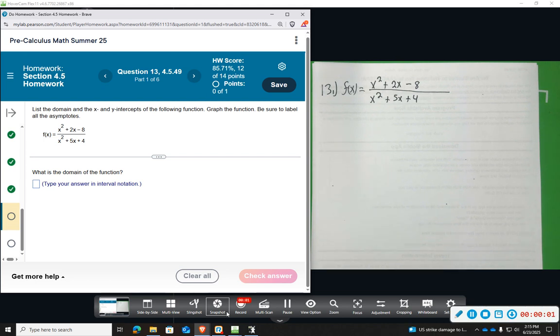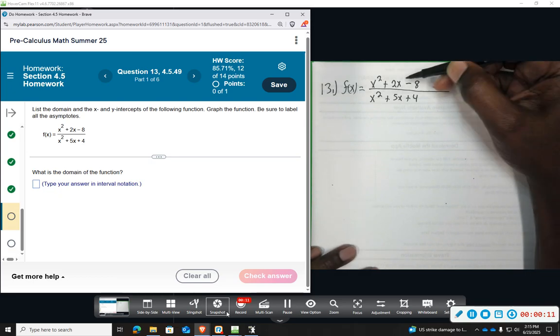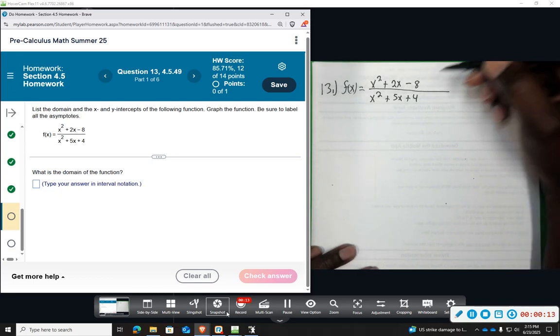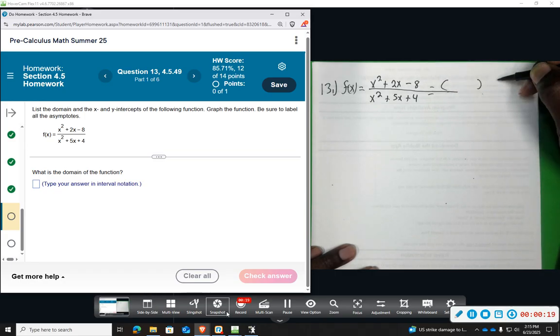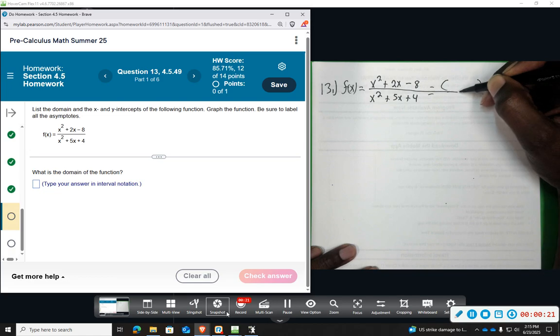All right, question 13. We're going to list the domain, x and y intercepts for the following function, and then we're going to graph the function and label all the asymptotes. First we're going to see if the numerator and denominator will factor. I'm going to try to break it down into linear factors and see if anything will divide out.